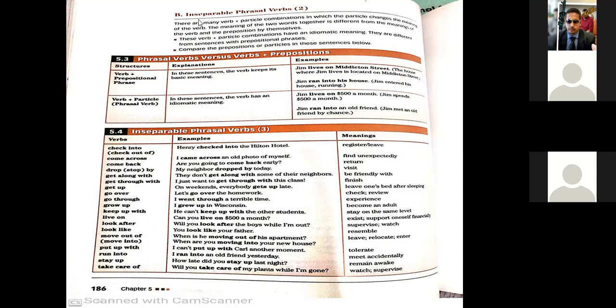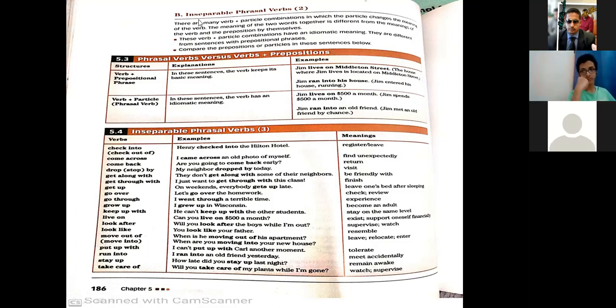Idiomatic meaning. They are different from sentences with prepositional phrases. Compare the prepositions or particles in this sentence below. Phrasal verbs versus verb plus preposition. Structure: verb plus prepositional phrase. Examples.